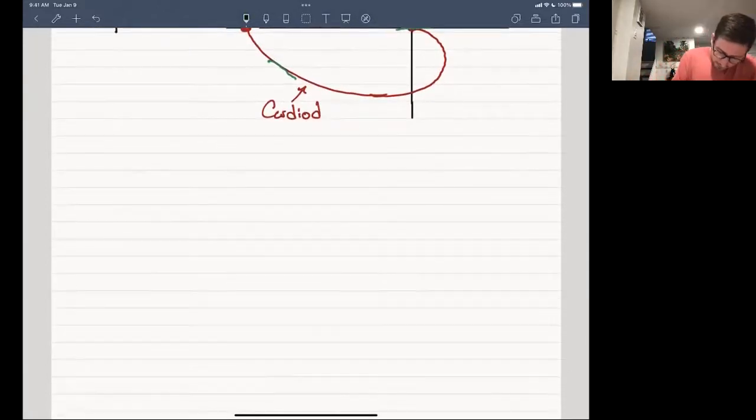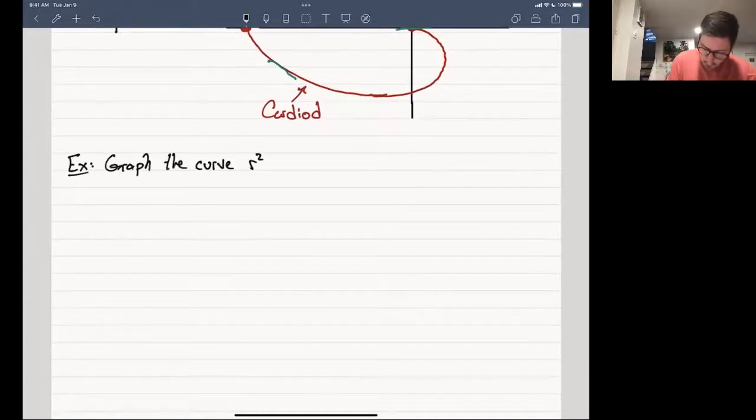Okay, let's take a look at another example here. Let's say graph the curve. So graph the curve r squared is equal to 4 cos theta in the Cartesian plane.